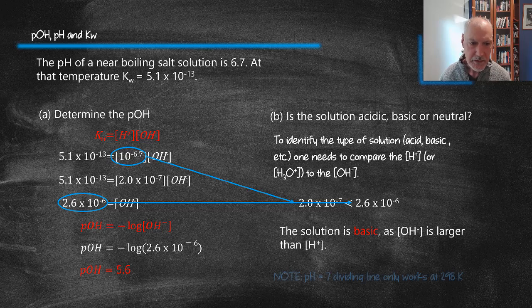A special note here: pH equals 7, denoting the dividing line between acids and bases, which you might have been taught in previous science courses, only applies at 25 degrees Celsius and would have led to the wrong result in Part B.